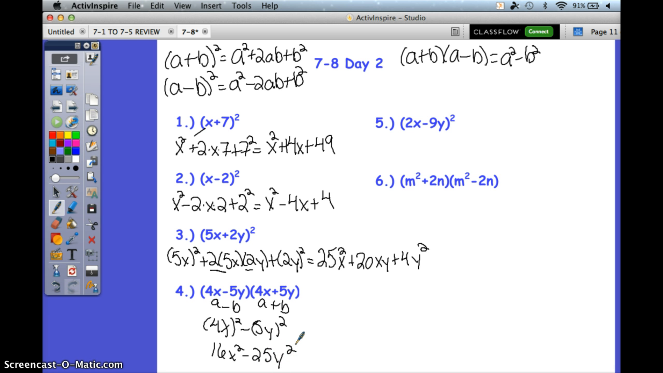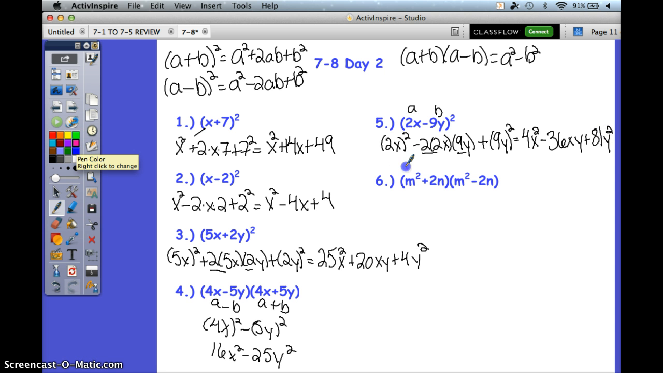2 more. This one's our subtraction one. So we would have the quantity 2x squared minus 2 times 2x, which is a, and b, so we have a and b, times 9y plus b squared, 9y quantity squared, which is going to give us 4x squared minus 2 times 2 is 4 times 9 is 36xy plus 81y squared.